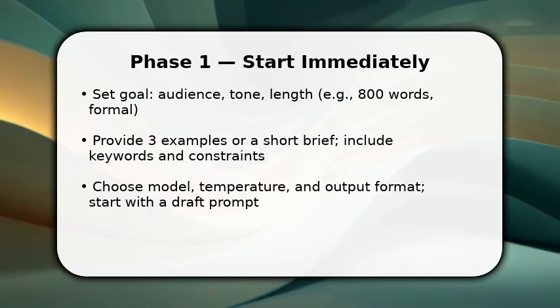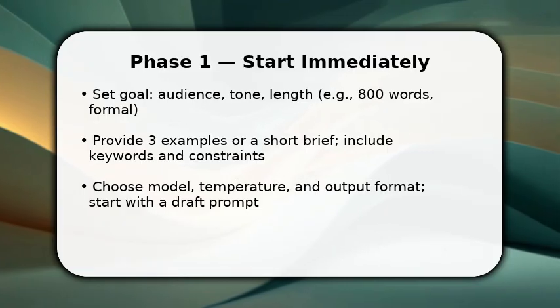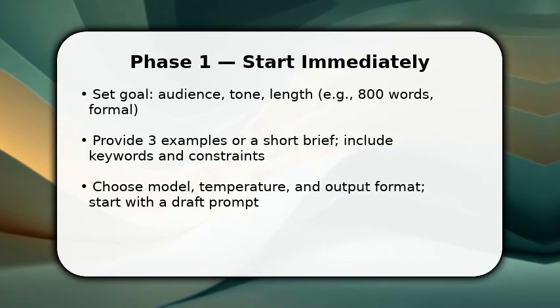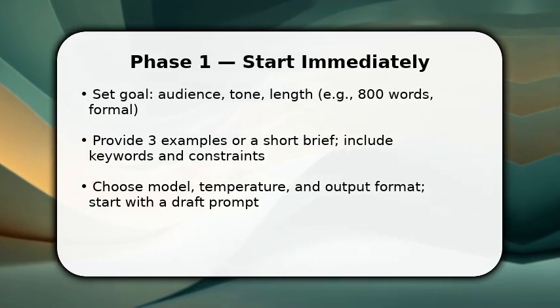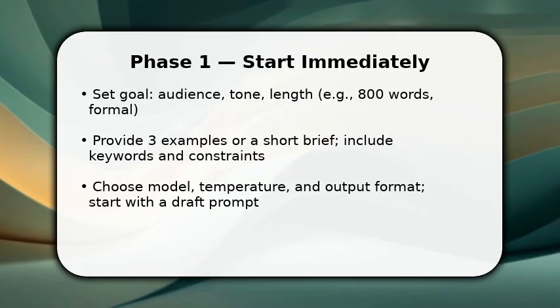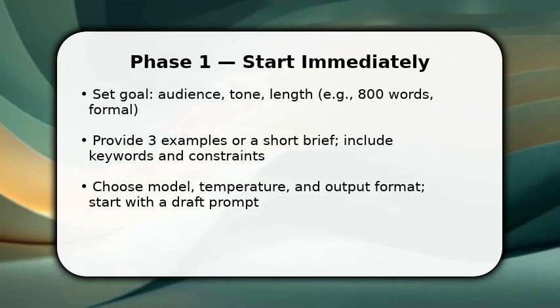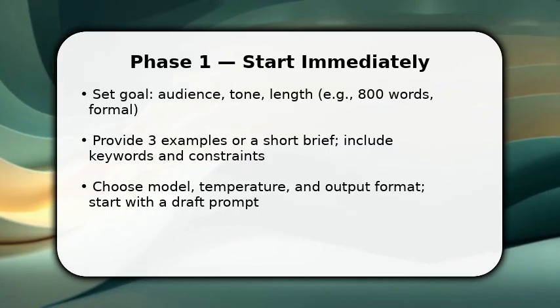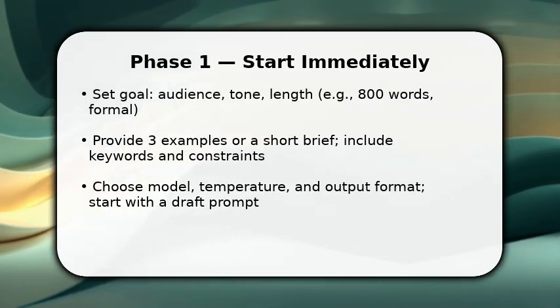You begin by defining the goal and why it matters: audience, tone, and a target length. Once defined, give the AI a short brief with 3 examples or key lines so it understands style and constraints. Next, pick a model and tweak settings like temperature to balance creativity versus precision. Make sure to select an output format you will edit.